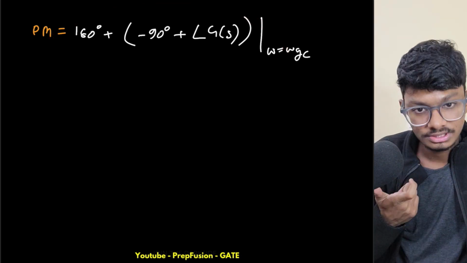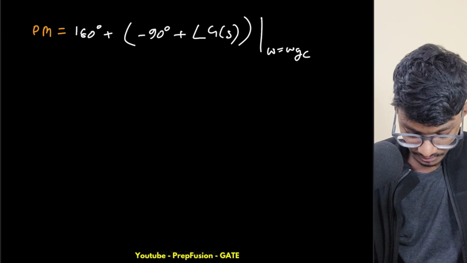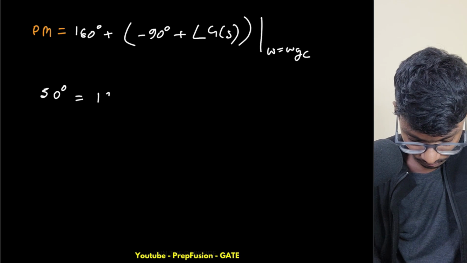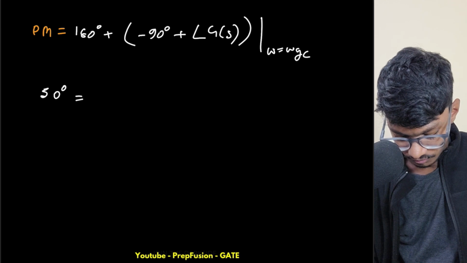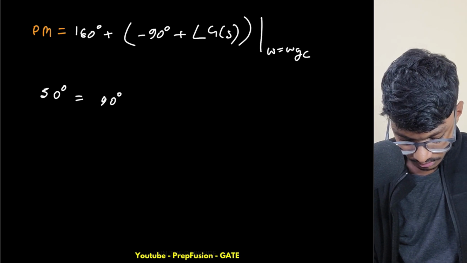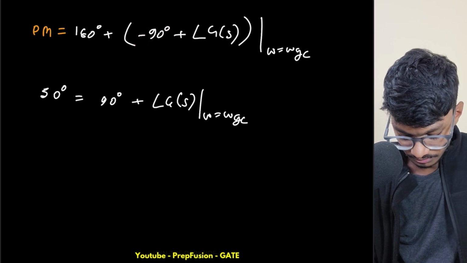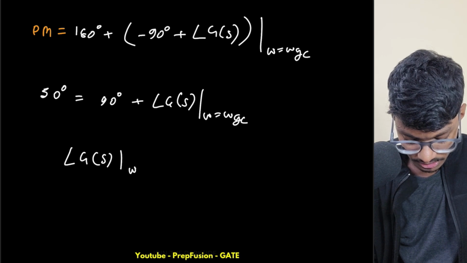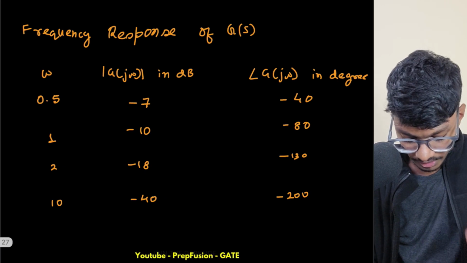Now they have told us the phase margin is 50 degrees, so we write 50 degrees here. This is 180 plus minus 90, which is also present over here, so this will become 90 plus angle of g of s at omega equals omega gc. Now this is always minus 90, so it doesn't matter. So my angle at gain crossover frequency is minus 40 degrees.